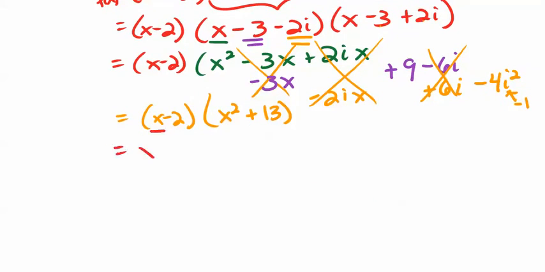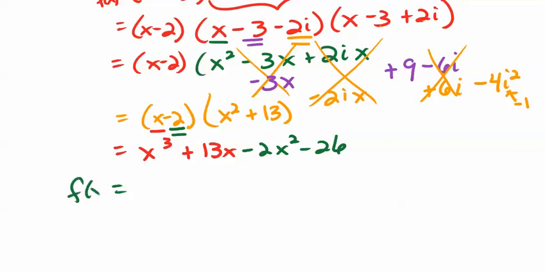But now we've got much easier terms to deal with. So x all the way through. And then let's take negative 2 all the way through. And then we'll just rewrite in the correct order. x cubed comes first, negative 2x squared comes second, plus 13x minus 26.